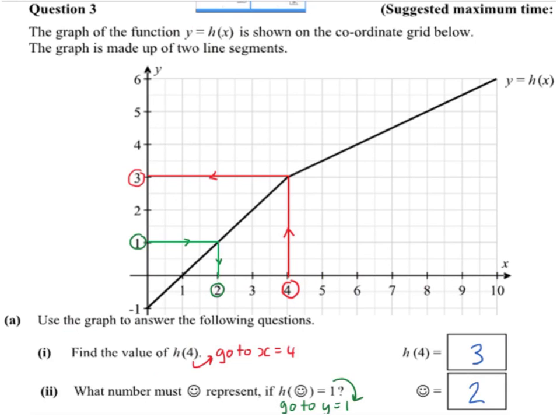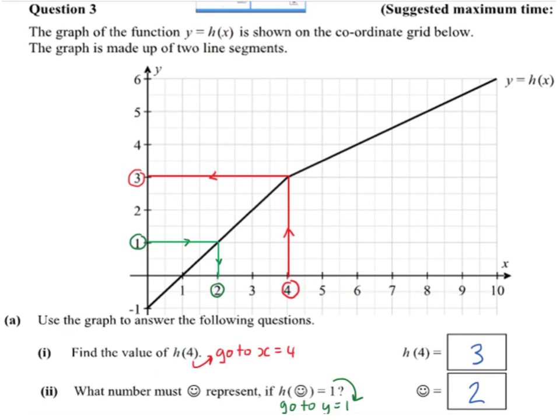If, for example, we were asked to find h of 5, we would go to 5 on the x-axis, draw a line up, and draw a line across until we got to our y-axis. So h of 5 would have been 3.5. If we were asked to find h of 8, we'd go to 8 on the x-axis, draw a line up and a line across, and we'd end up at 5. So h of 8 would be equal to 5, and so on.